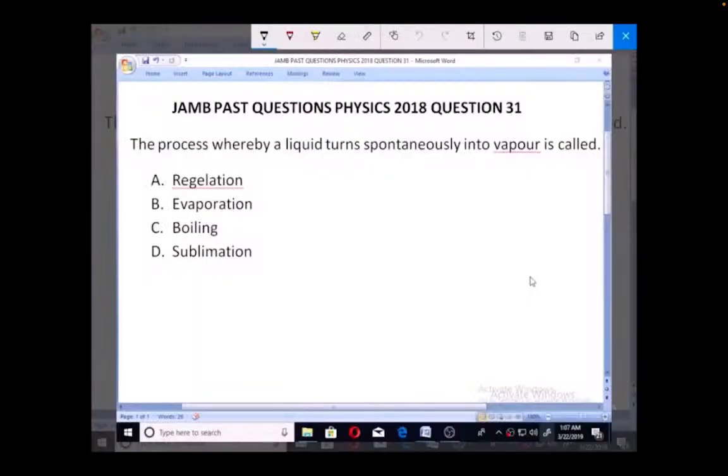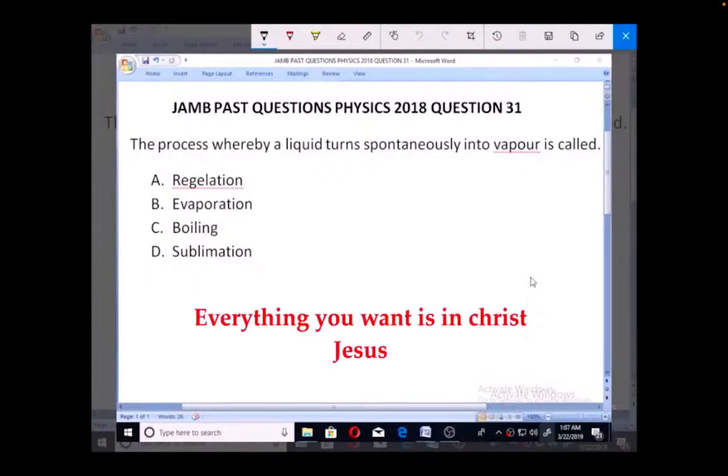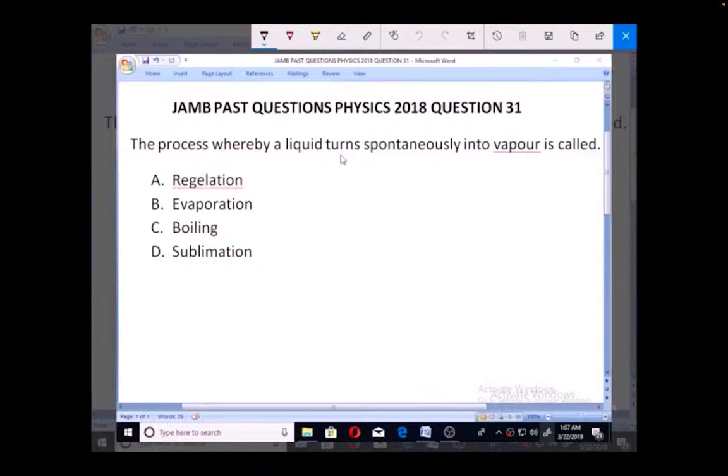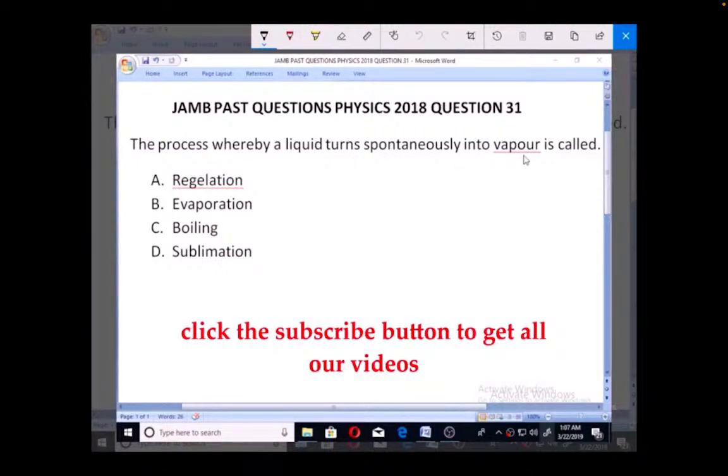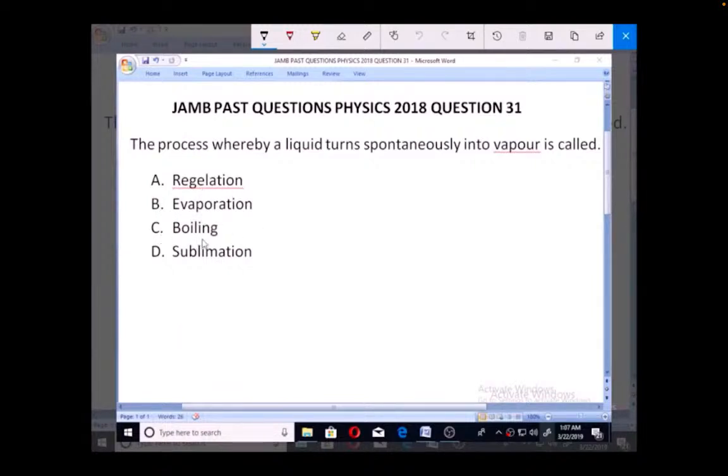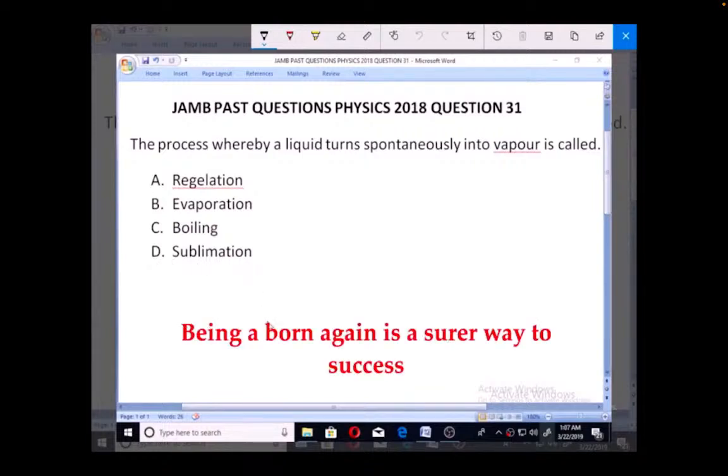Let's look at this JAMB past question for Physics 2018, question number 31. The process whereby a liquid turns spontaneously into vapor is called: A, regelation. B, evaporation. C, boiling. D, sublimation. So what is the process whereby a liquid turns spontaneously into vapor?